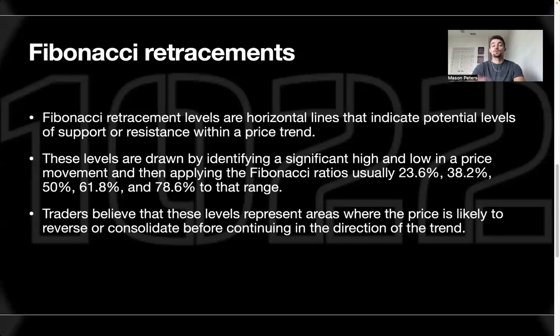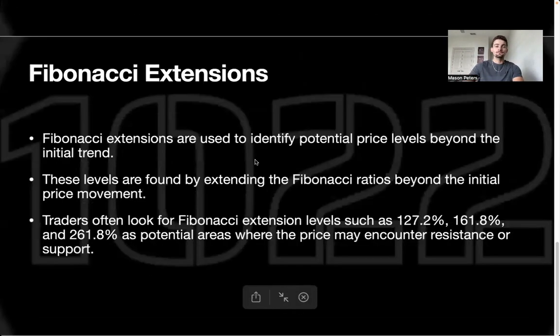78.6. So traders believe that these Fibonacci levels are representative of where the price is likely to reverse, or consolidate before continuing in the direction of the trend. So traders often look for Fibonacci extension levels such as 127.2, 618, 1618, and then 2618 as potential areas where price will encounter resistance or support.